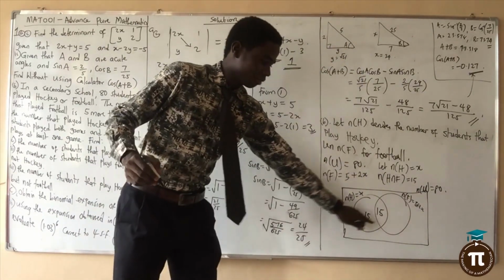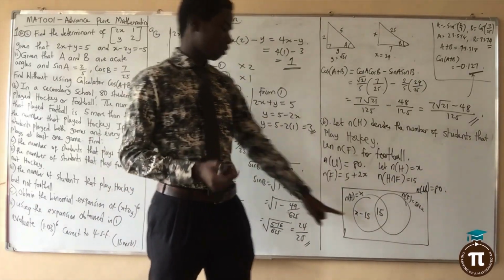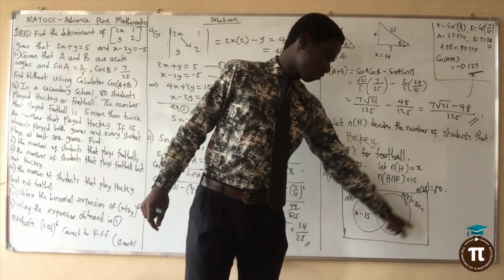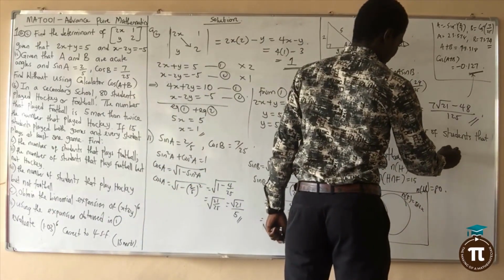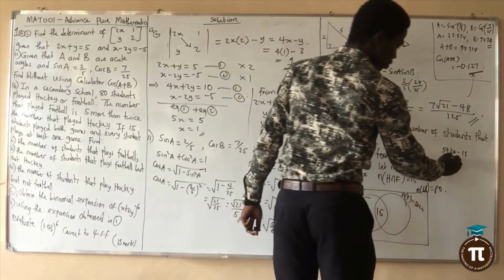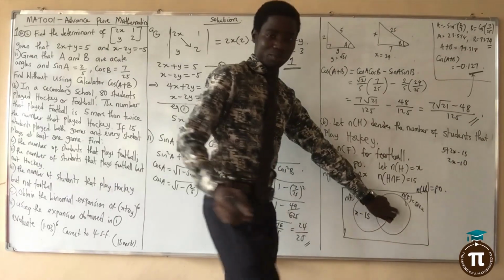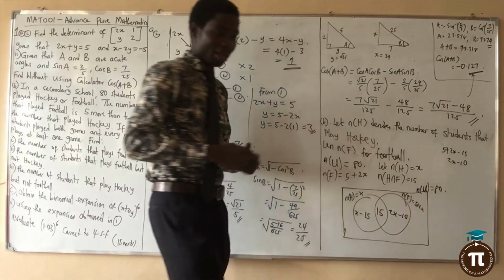By the time you add everything together in this first circle, you will get x eventually. Now for this second one, you have 5 plus 2x minus 15. So this one will give me 2x minus 10. That's what I'm going to have here as well, 2x minus 10.